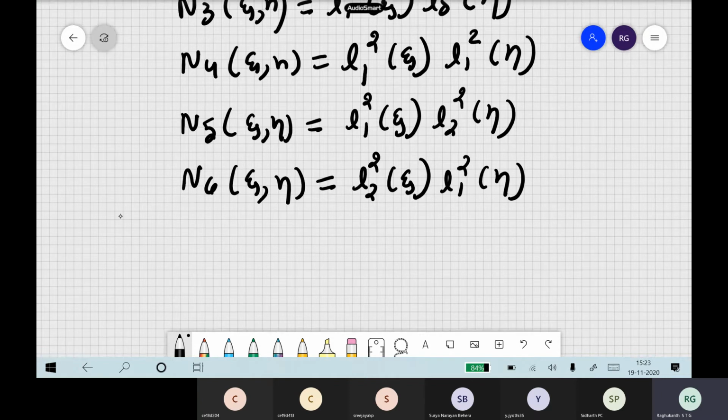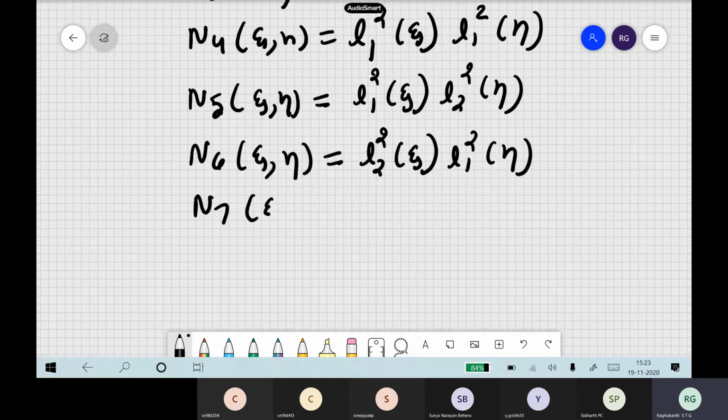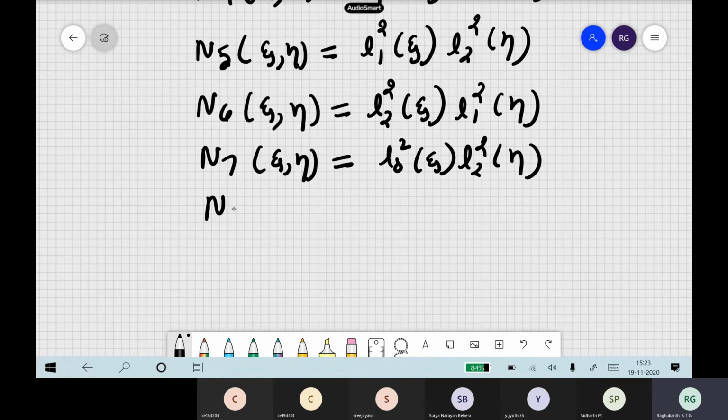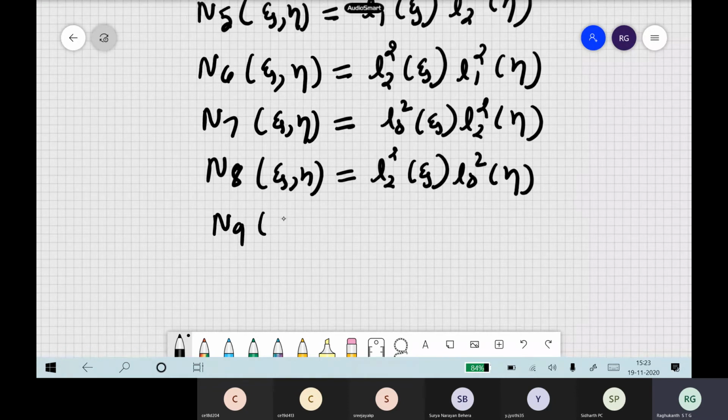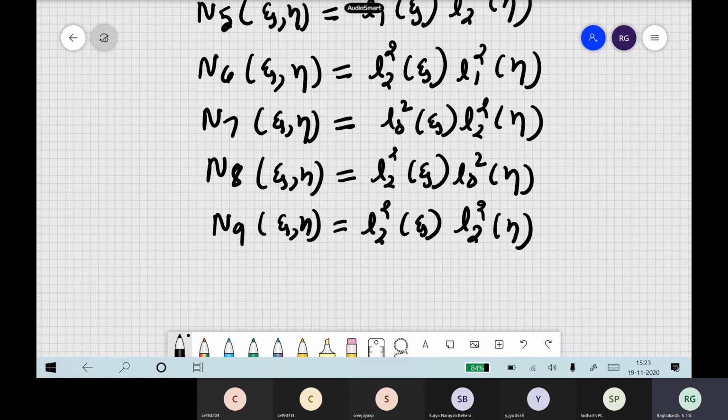Of eta. Okay, all possible combinations you have to know. N7. Eta. Then we have this N8. Then of course the last one. Then L22 of eta. So I hope these Lagrange polynomials, right?